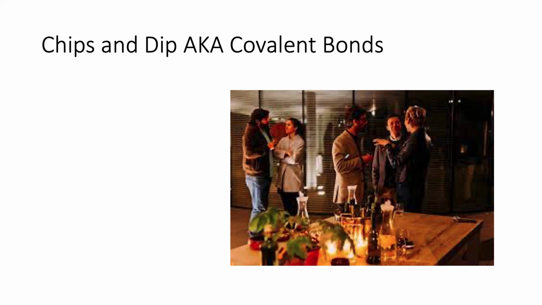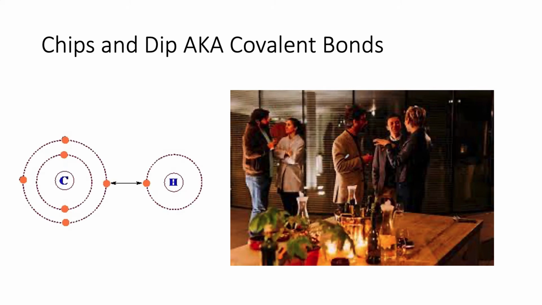Carbon needs 4 more electrons to satisfy the octet rule, so it's going to share those electrons with some other atoms. And in this case, we're going to be sharing with hydrogen. So what's going to happen is carbon is going to allow hydrogen to use one of its electrons, and hydrogen is going to allow carbon to use one of its electrons. And they're going to share these electrons. Now, a covalent bond is where you share electrons.